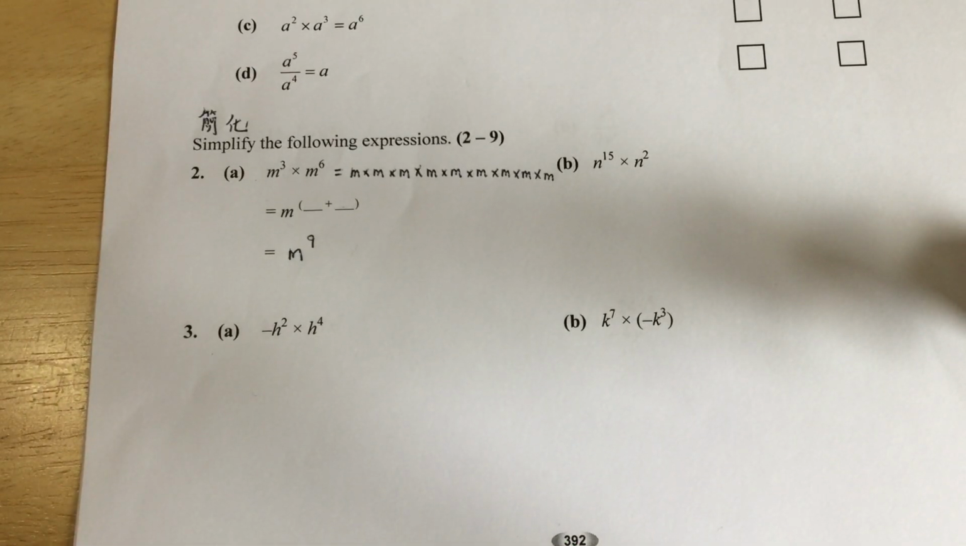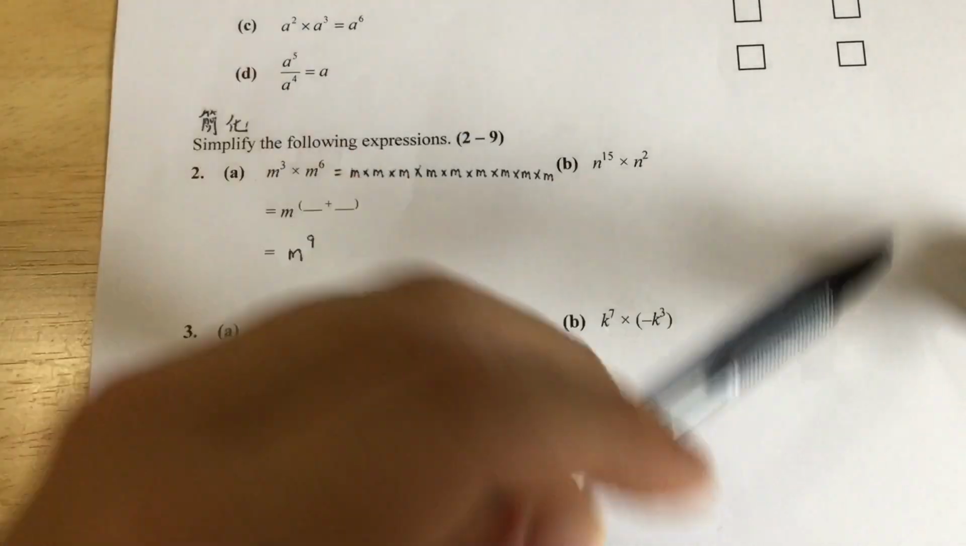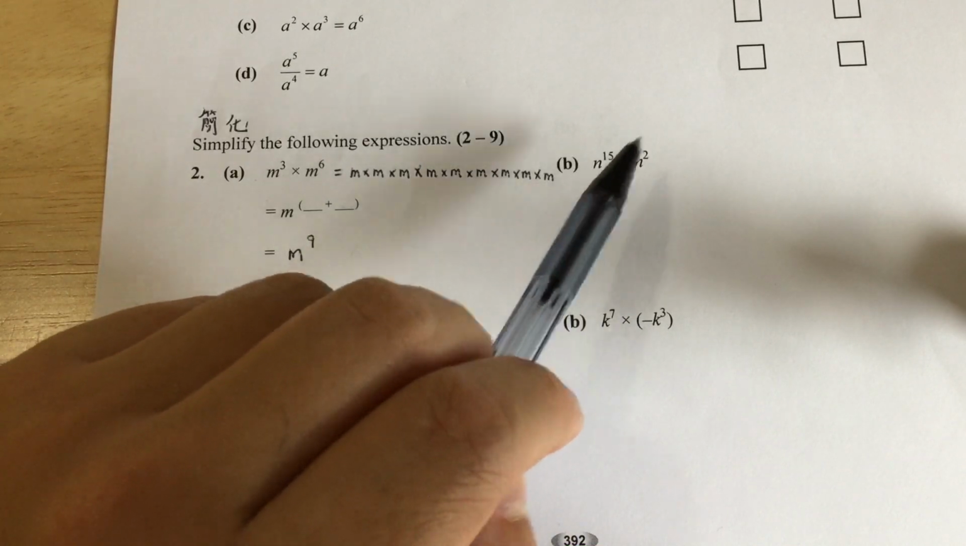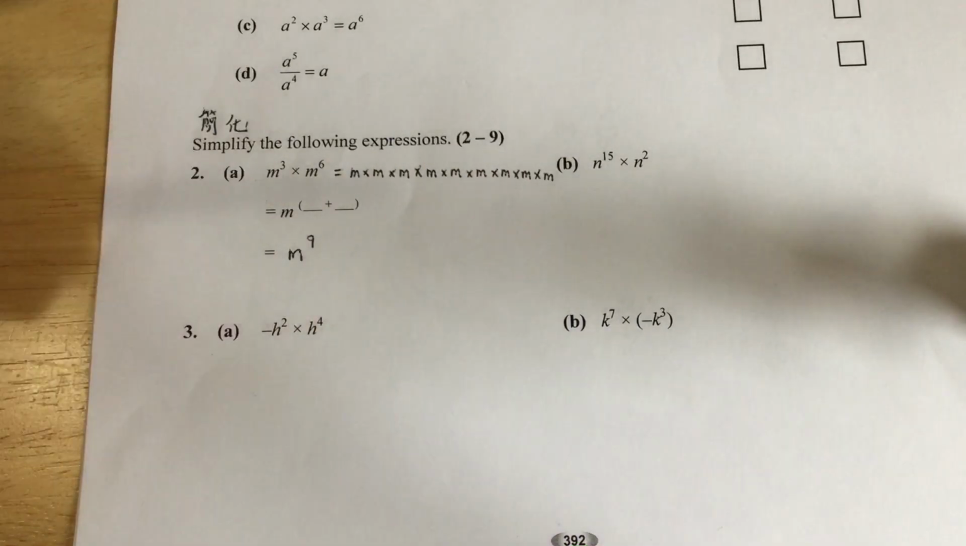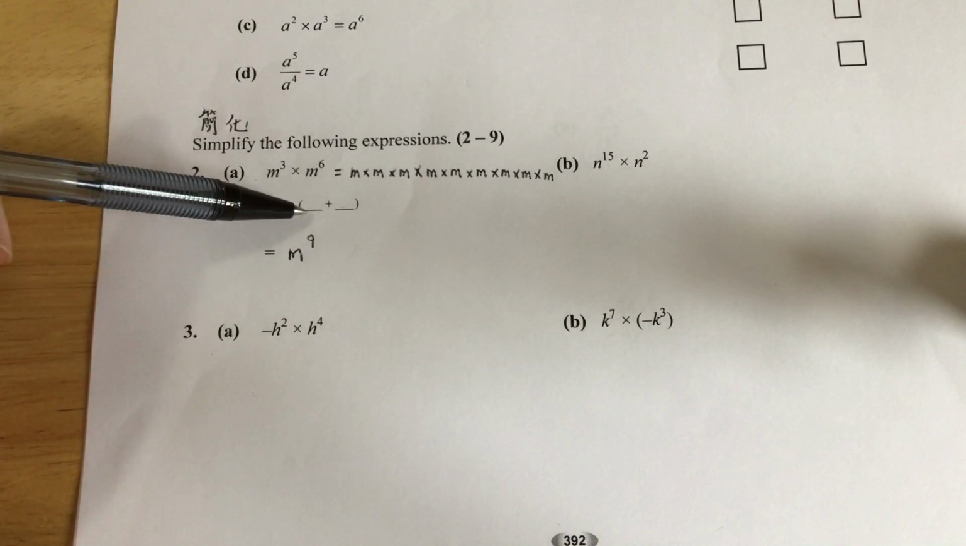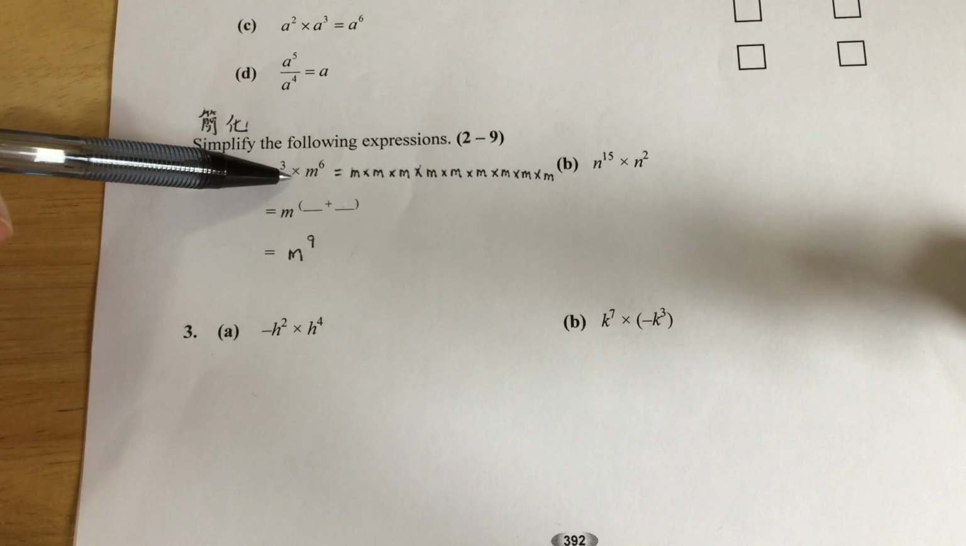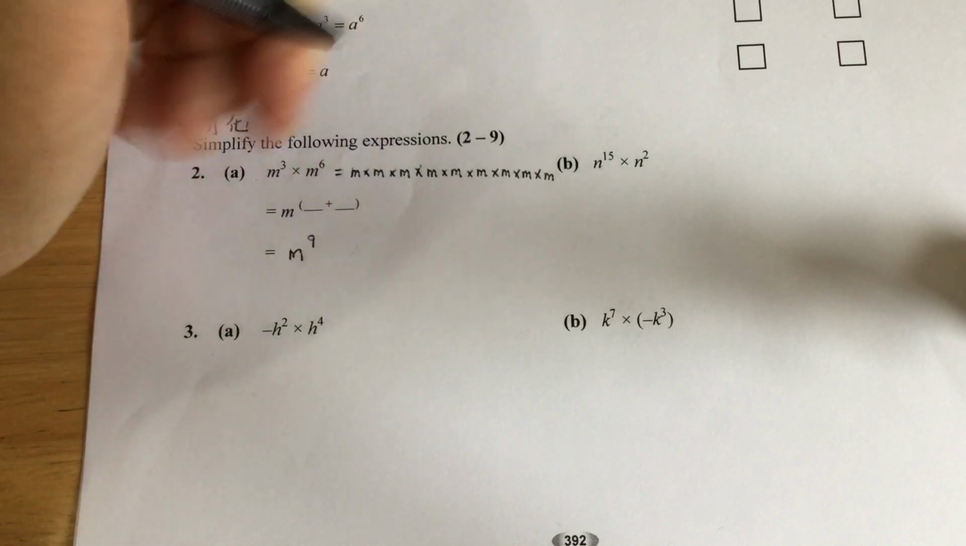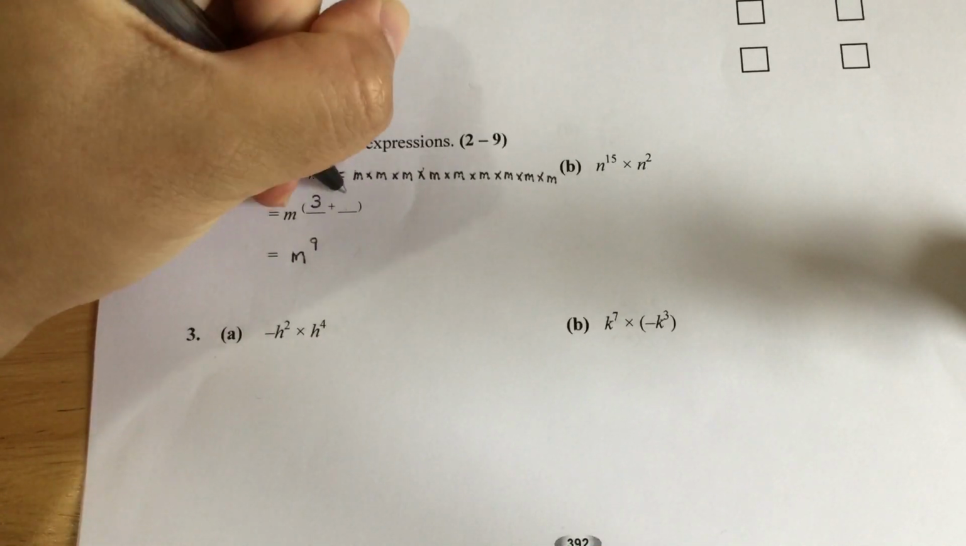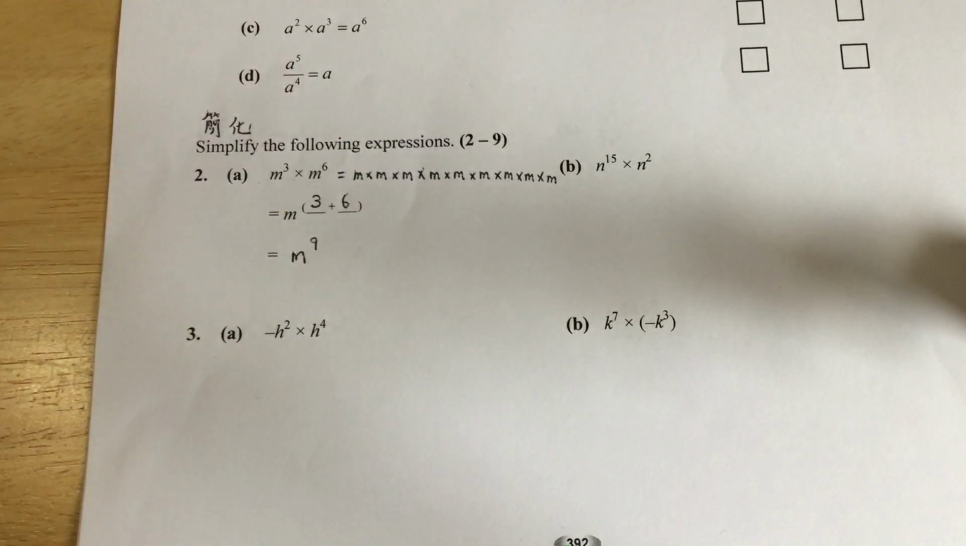But if it is like part B, n with the power 15, you would need to write down 15 n's. That is impossible, it is a waste of time. So what can we do? Why don't we use a tricky way? When we multiply together, the index will add together. That is 3 plus 6, so this is n with the power 9, and we can find the answer immediately.